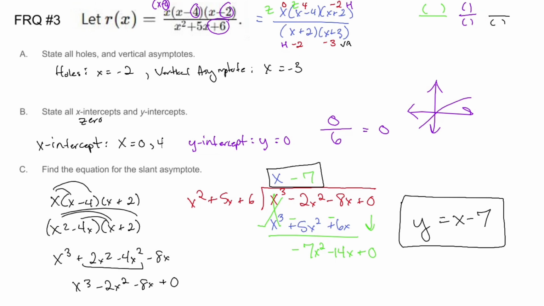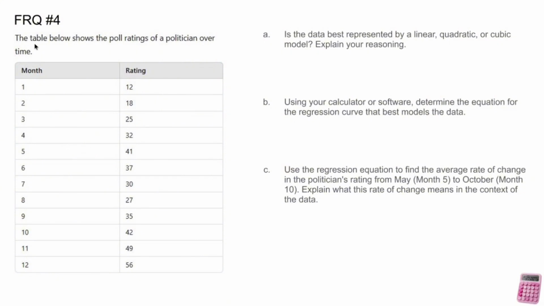One more to go. We've made it to the last free response question in this fake practice test for Chapter 1. The table below shows the poll ratings of a politician over time. Boo! Is the data best represented by a linear, quadratic, or cubic model? Explain your reasoning. Calculator. So what we're going to do is let our calculator literally do all the work for this. Probably for every single problem, we're going to go off to the side and let our calculator do the job.